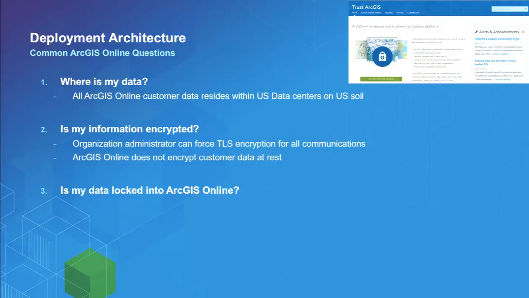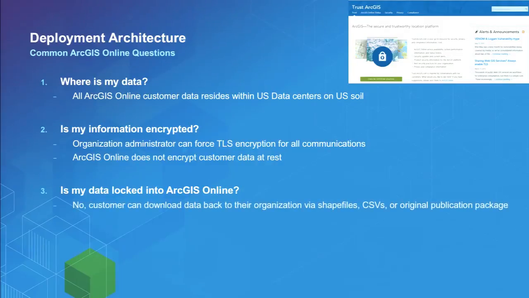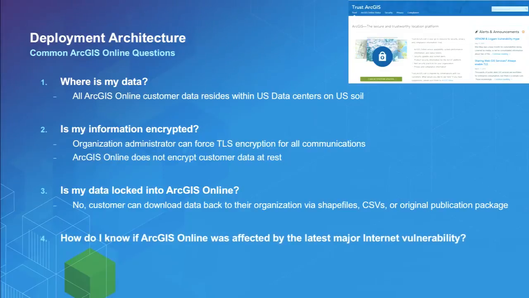So is my data locked into ArcGIS Online? No, a customer can download the data back to their organization via shapefile, CSV, or even their original publication package. How do I know if ArcGIS Online was affected by the latest major internet vulnerability? There was Heartbleed and Shellshock and those types of things.